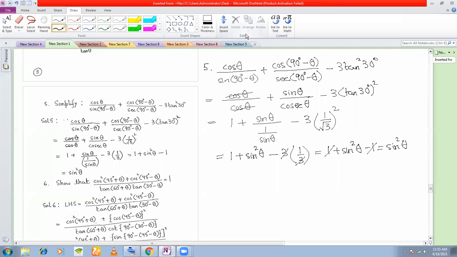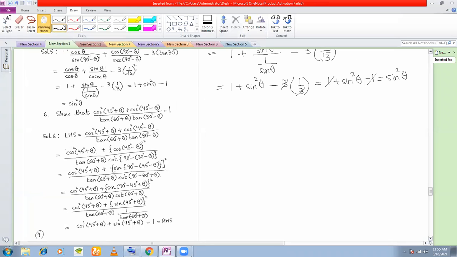Okay. So this was an easy enough problem. Moving on to number 6. Now in number 6, you have to show that cos square 45 plus theta plus cos square 45 minus theta divided by tan 60 plus theta tan 30 minus theta is equal to 1. Okay, now let's start from the left hand side.